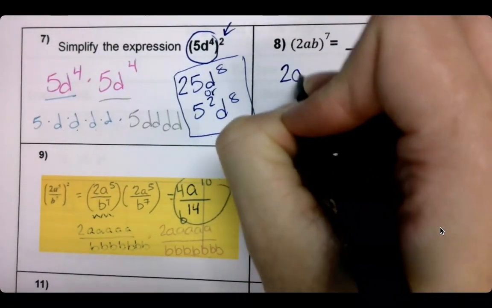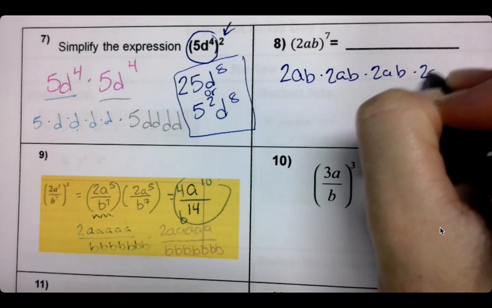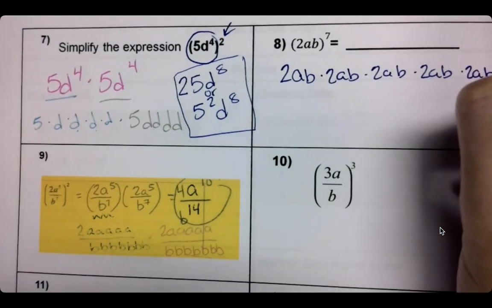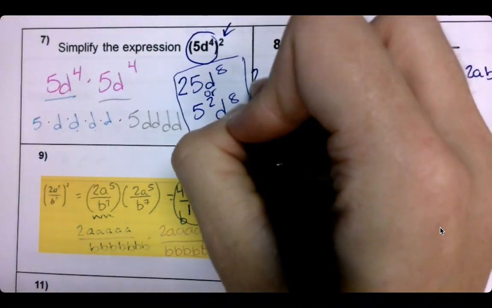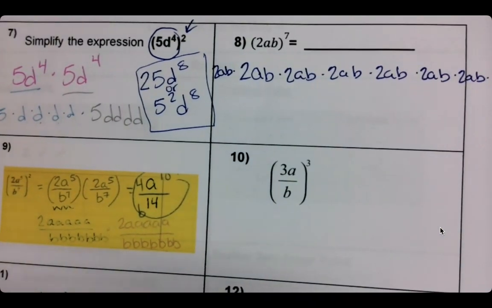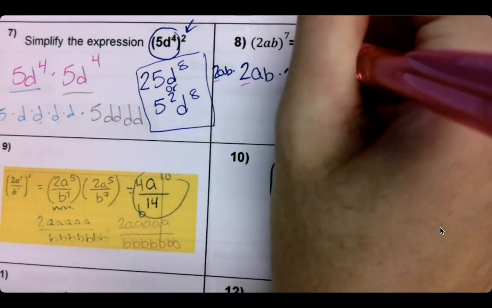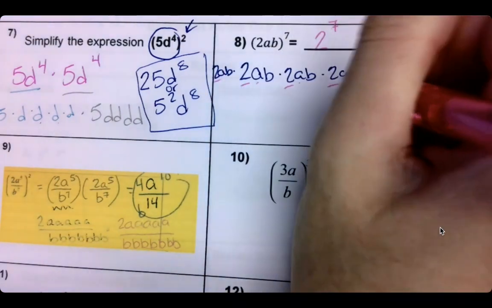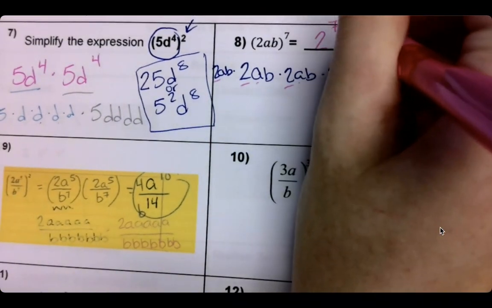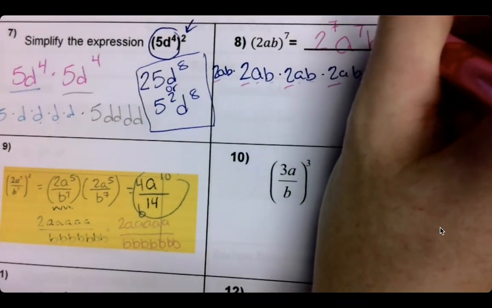Welcome back. We should have had 2ab. I ran out of room, sorry. So we should have had 7 of those. Let's see, 2, 4, 6, 7. Beautiful. Then we don't have to expand anything else because nothing has extra exponents. So we have 1, 2, 3, 4, 5, 6, and 7. So we have 2 to the 7th. We have 7 A's. We have 7 B's. Oopsies.